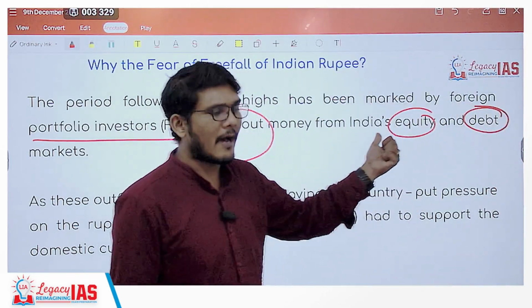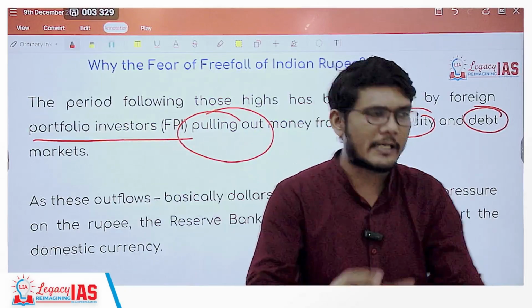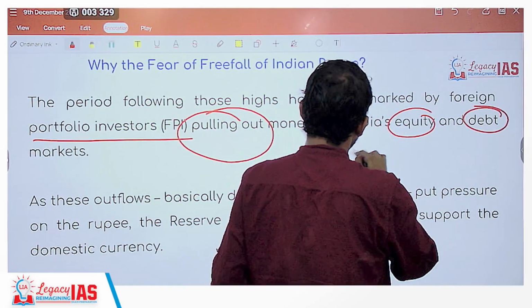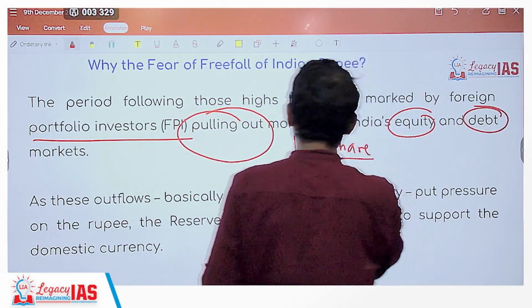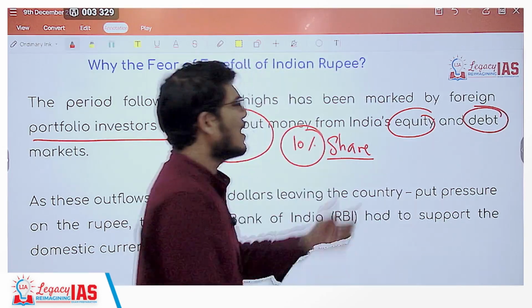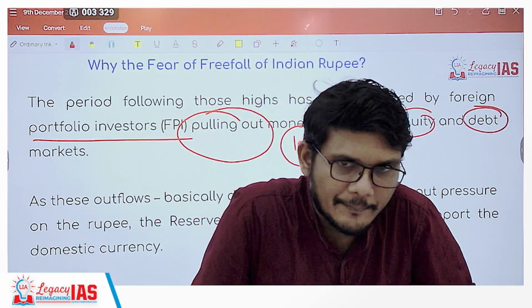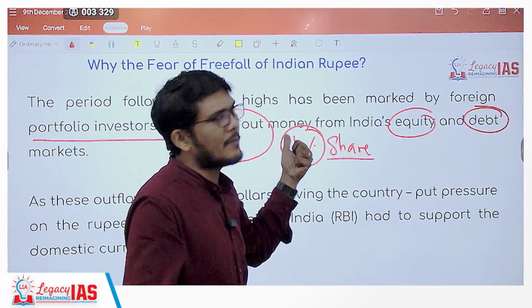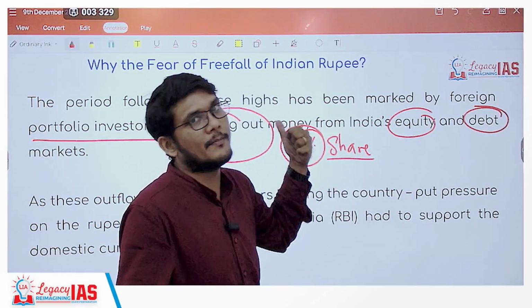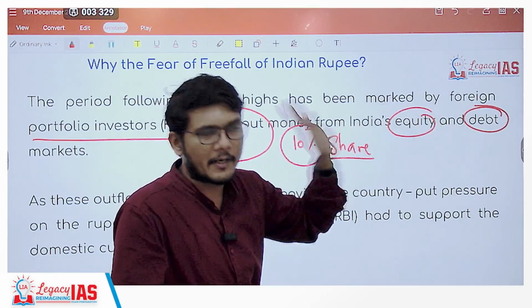What is the equity market? A market where you invest in equity. Equity means you get a share. If you are holding 10% of the shares of a company, that means you own 10% of that particular company. Whatever the profits are, you will be a part of it. Whatever the loss is, you will be a part of it. That is what the equity market is all about.